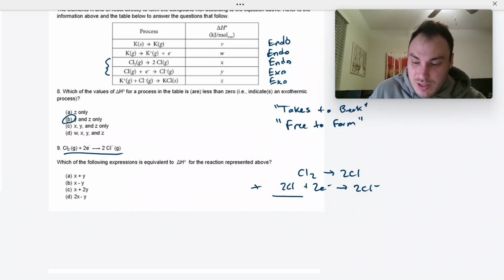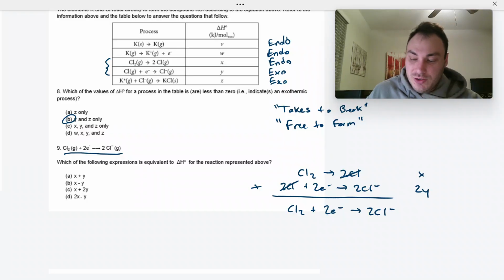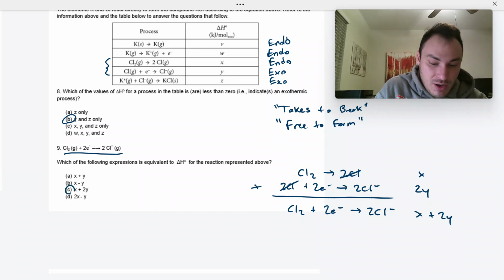Add those two together, and the Cl's cancel out, and we get Cl2 plus 2e minus yields 2Cl minus. This one's enthalpy is X. This one's enthalpy is 2Y, since we had to double that reaction. So the total enthalpy of this reaction is X plus 2Y. So that comes from Hess's law, which is C.